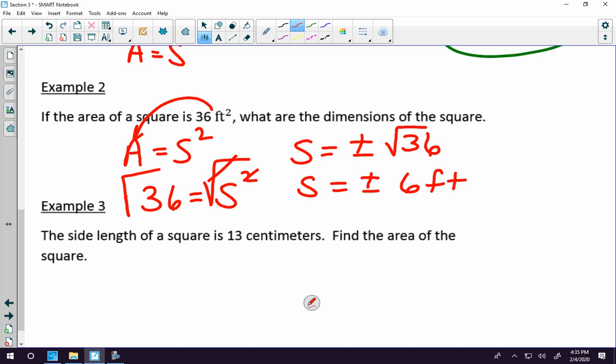Now, why plus or minus? Because we're using the square root property, got to have two solutions there. However, length can't be negative, so we're going to ignore the negative answer there and say the side length is just 6 feet.